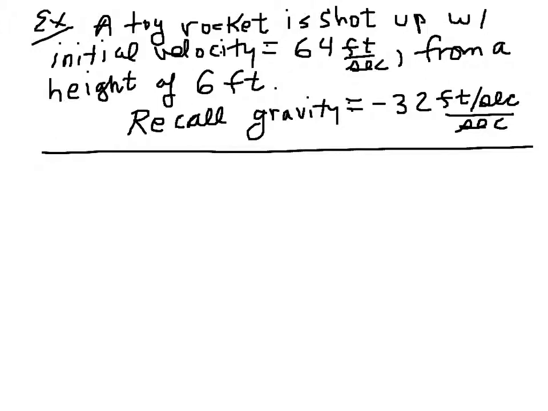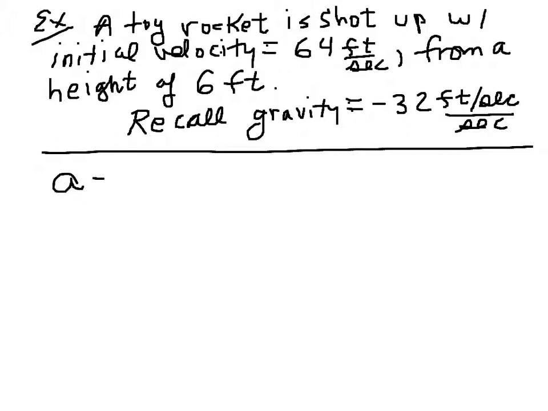Okay, so here is an example of a very standard type of straight line motion problem. We have a toy rocket being shot upwards. Its initial velocity is 64 feet per second. Its initial height was 6 feet. And once it is shot, the only thing that's acting on it is gravity, which is acceleration. Gravity is minus 32 feet per second per second. So here's how we learn everything that we need to know about this rocket.